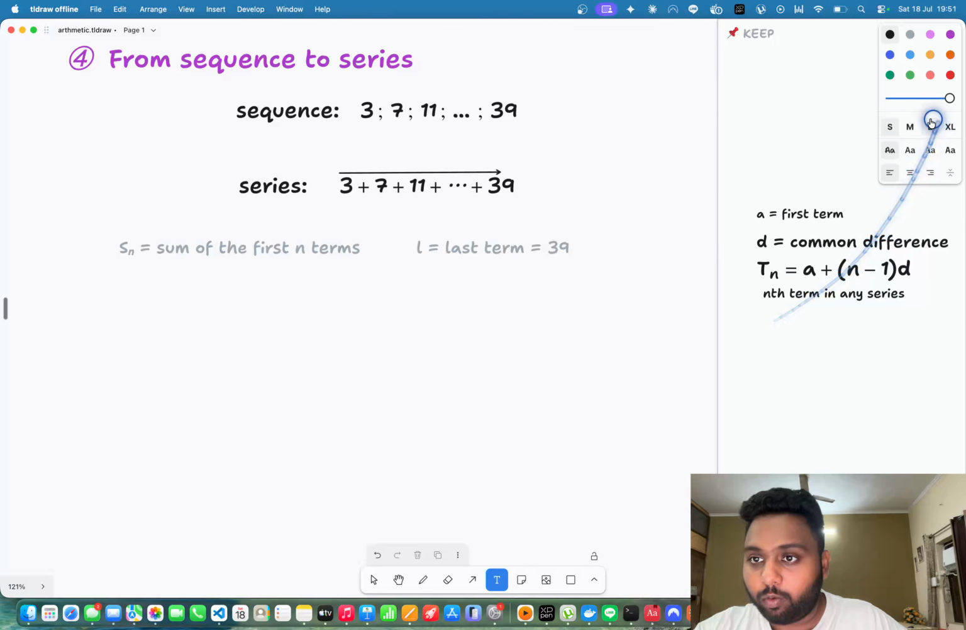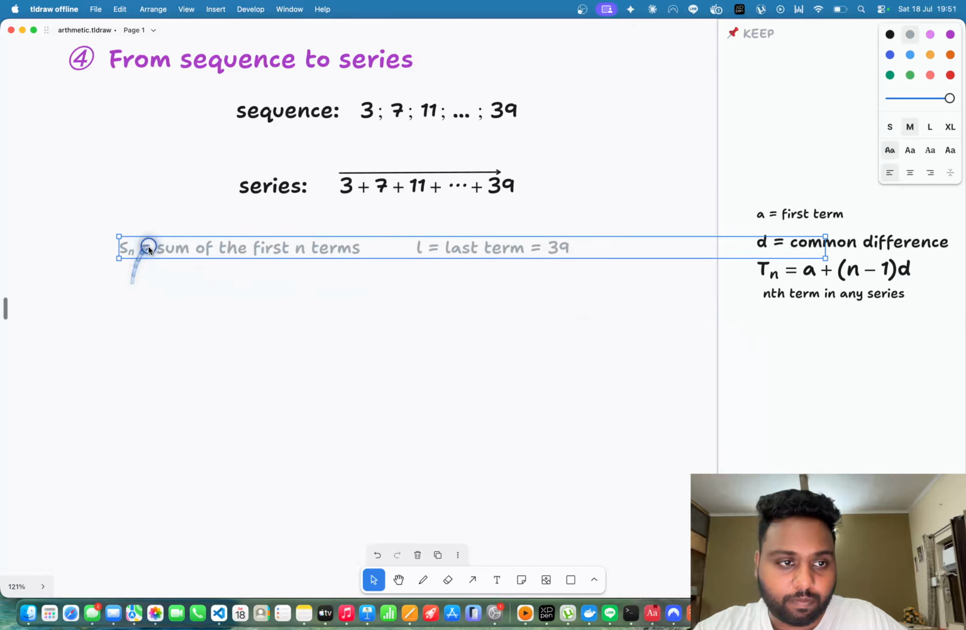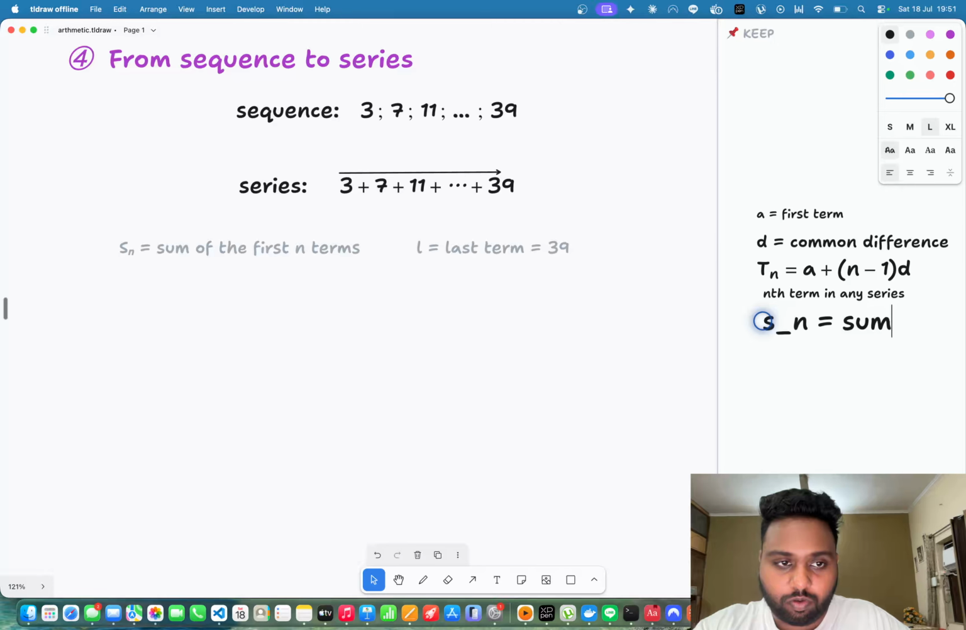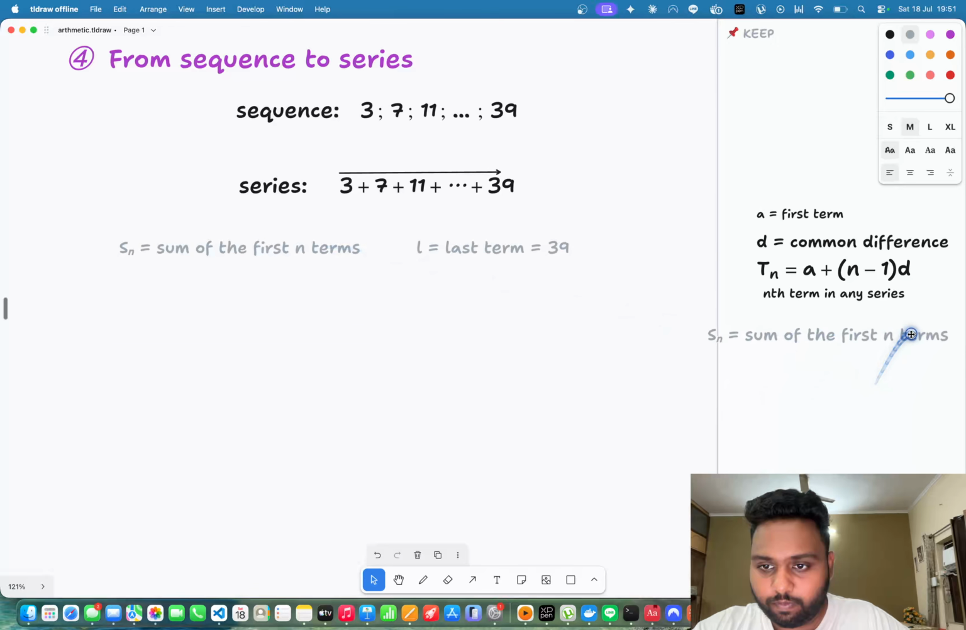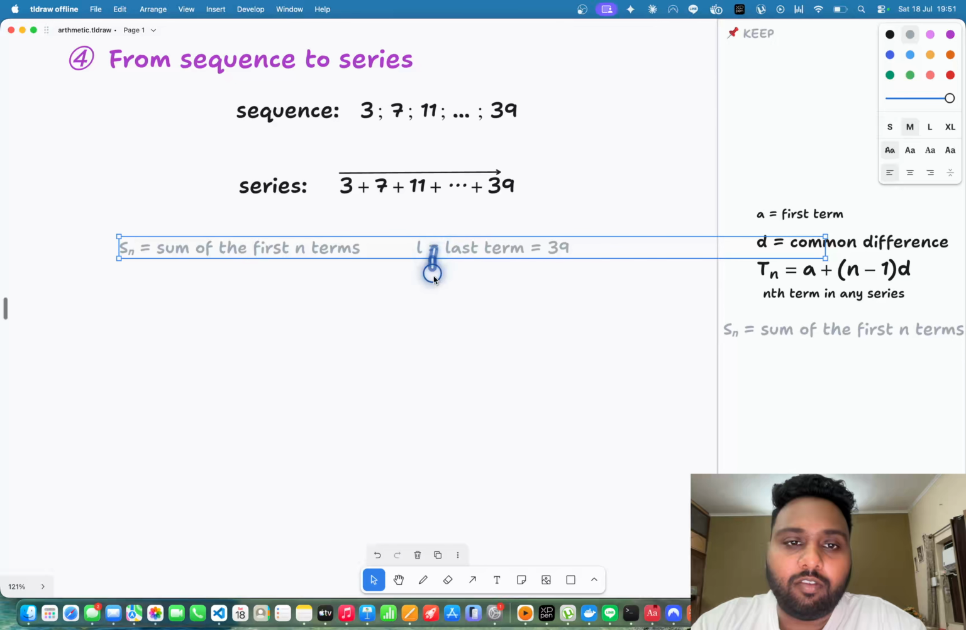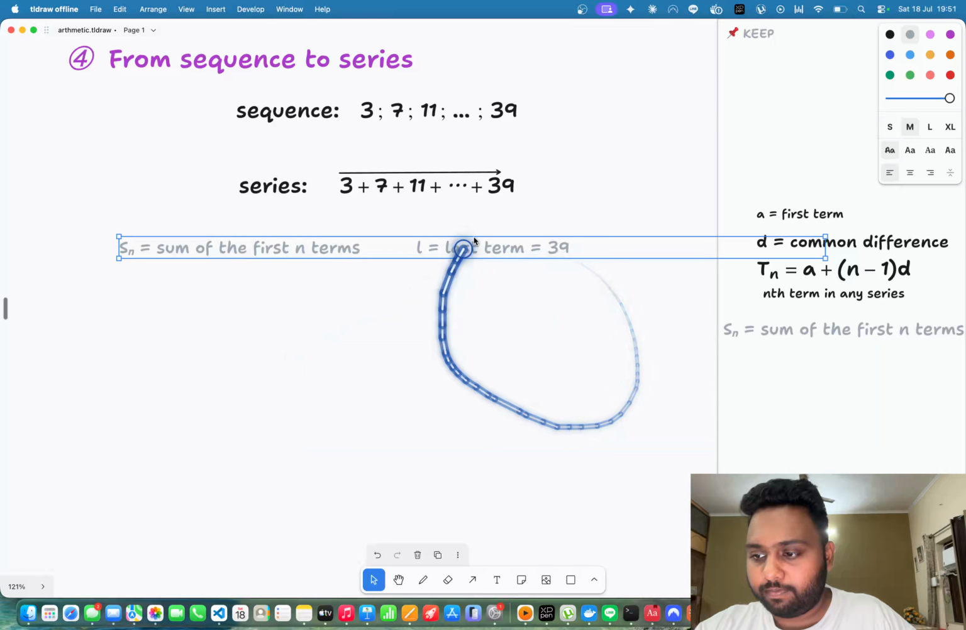So we can write it down here. S of n. Say S of n is equal to the sum of k from this to large, is the sum of first n terms, and L we call it the last term in the series.